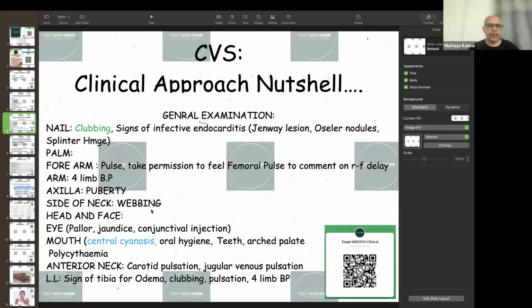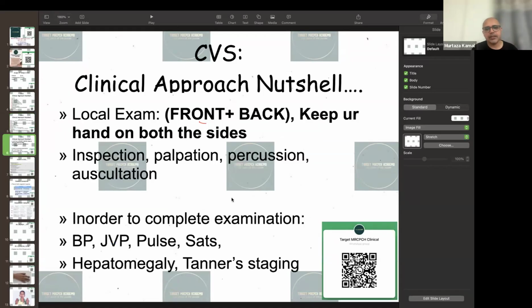Okay. So you covered your eye, you covered your mouth part. Very good. You covered your neck part. You asked for JVP, any distended veins, carotid. So this part was covered. Then we moved on to the examination of the precordium per se. You examined on both the sides. You were able to pick up the dextrocardia part, which was very good.